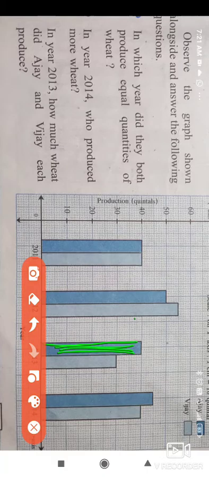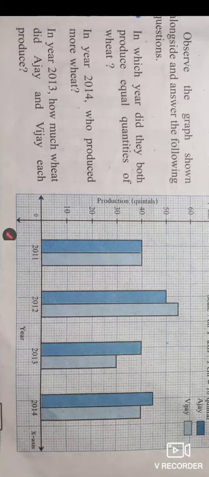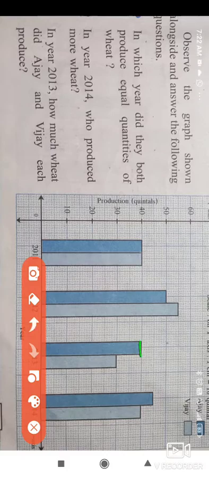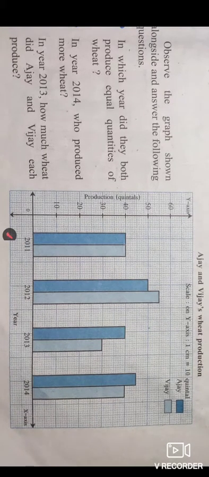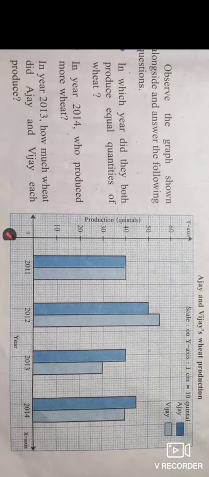Instead of this, you can give the lines also in this way. No problem. Vertical, horizontal, slanting lines, if you give, you can differentiate this also. Otherwise, one empty and one with any design, then also no problem. So here, in 2013, the production of Ajay is 40 quintals and Vijay is 30 quintals. So we can compare separately. Using a joint bar graph, we can compare the graphs and answer the questions very easily.